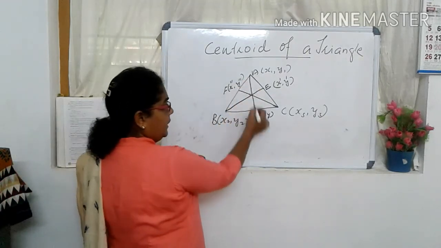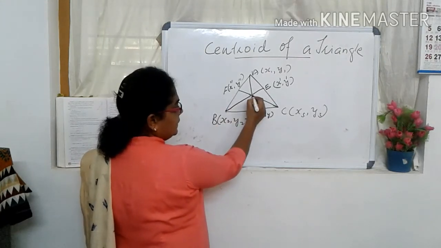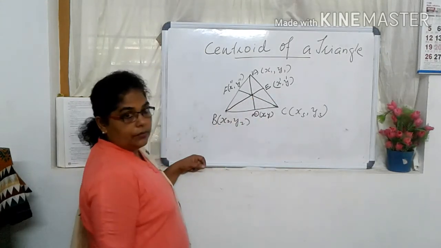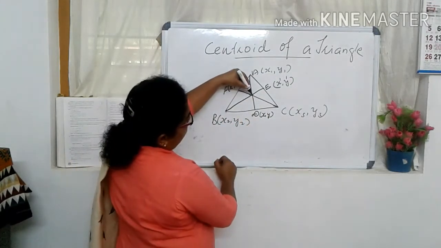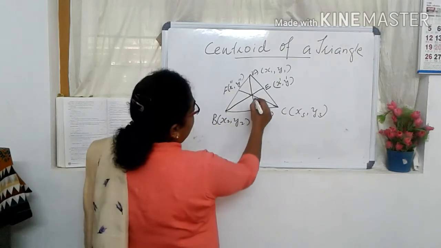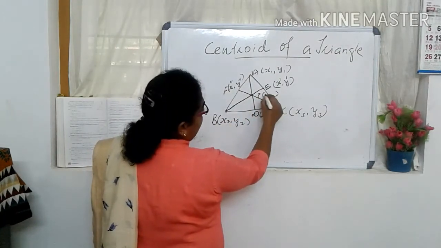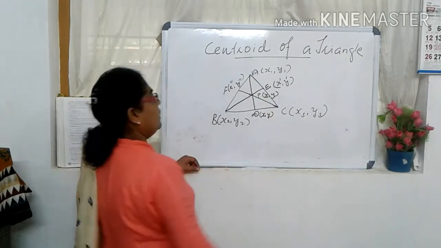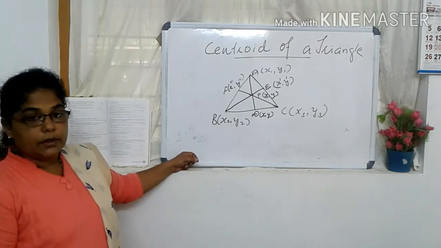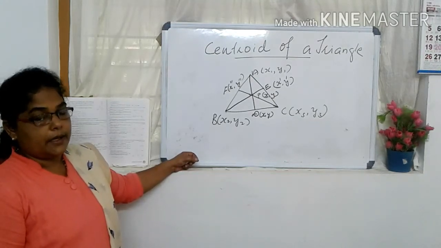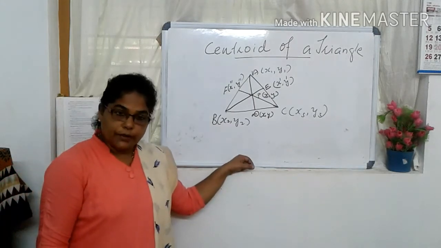Now, these medians AD, BE and CF are intersecting here, at the point P. All these 3 medians are intersecting here, so we can name it P. P of x, y is the coordinate of P. That P is called the centroid of this triangle. So what is the centroid? The centroid is the meeting point of the medians of a triangle.